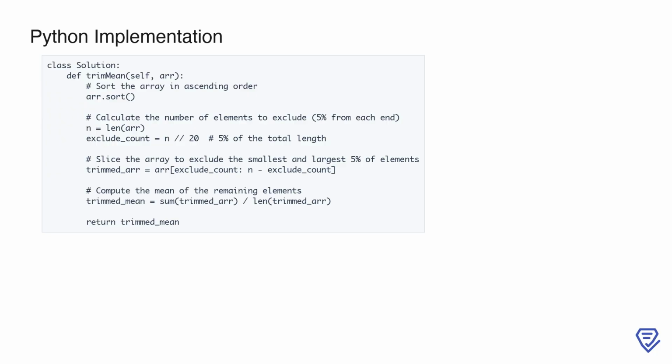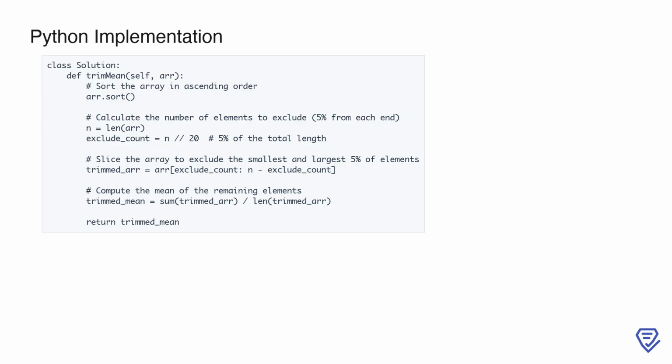1. Sorting the array. The input array is sorted in ascending order using the sort method. Sorting ensures that the smallest and largest elements are grouped at the beginning and end of the array, respectively, making it easy to exclude them. 2. Calculating exclusion count. The number of elements to exclude from each end of the array is determined as 5% of the total array length. This is calculated as n//20, where n is the length of the array. Integer division is used to ensure the count is a whole number.